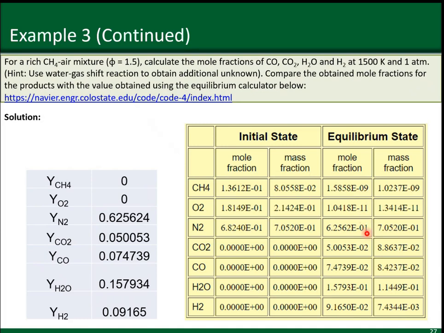Now, when you look at the mole fraction for nitrogen, as per the equilibrium calculator, our values compare very well, right? Both our value and the value in the equilibrium calculator are 0.6256. Same as the case for CO2, CO, H2O, and hydrogen. So whenever we are making a reasonable assumption about the products where you neglect some species to make your calculation easier, as long as you do it properly, your numbers should match very well with what you can get from a typical equilibrium calculator.